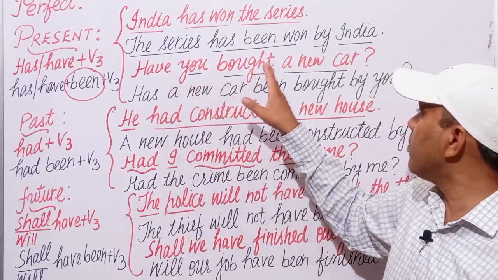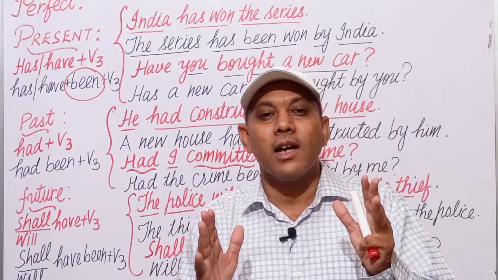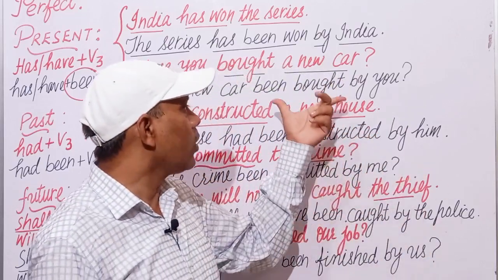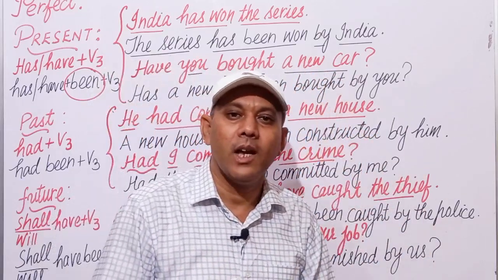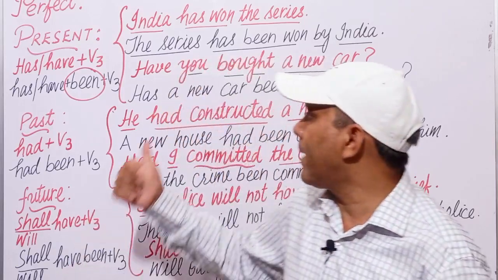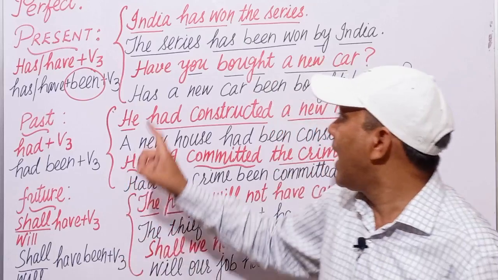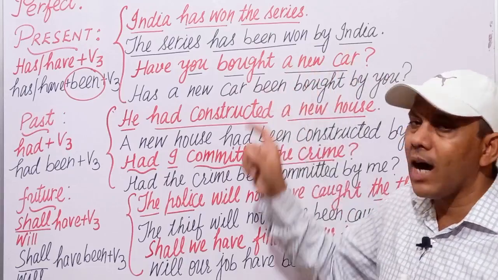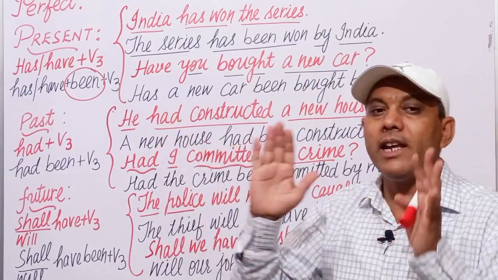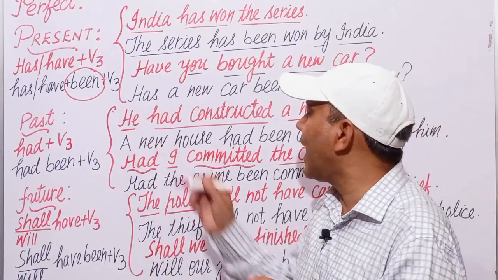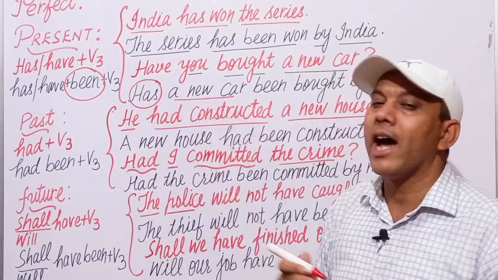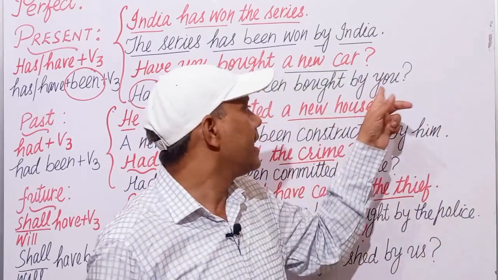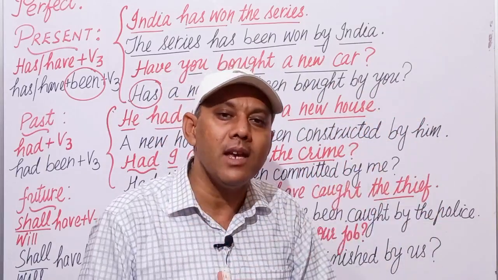Next is, have you bought a new car? This sentence is in active voice and interrogative present perfect tense. We shall keep it interrogative in passive form too. A new car is the object. We shall keep it in interrogative form, so we shall use has before the subject a new car. Has a new car been bought by you? And the sign of interrogation will remain there.